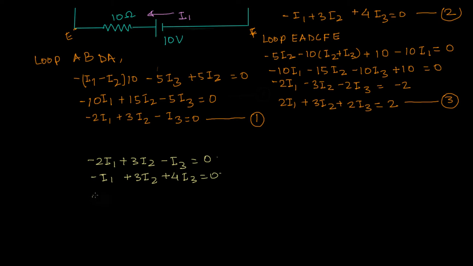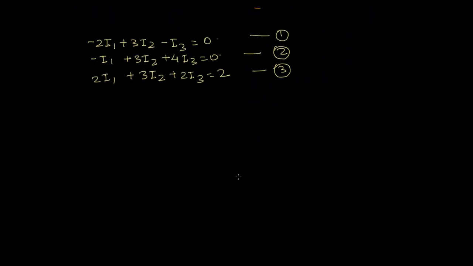And the third equation is 2I1 plus 3I2 plus 2I3 is equal to 2, correct? So this is equation 1, this is equation 2, and this is equation 3, right? Now, what you do is take any 2 and decide on eliminating one of the variables. So, I decide to eliminate I3. I multiply equation 1 by 4, and simply add it to equation 2.